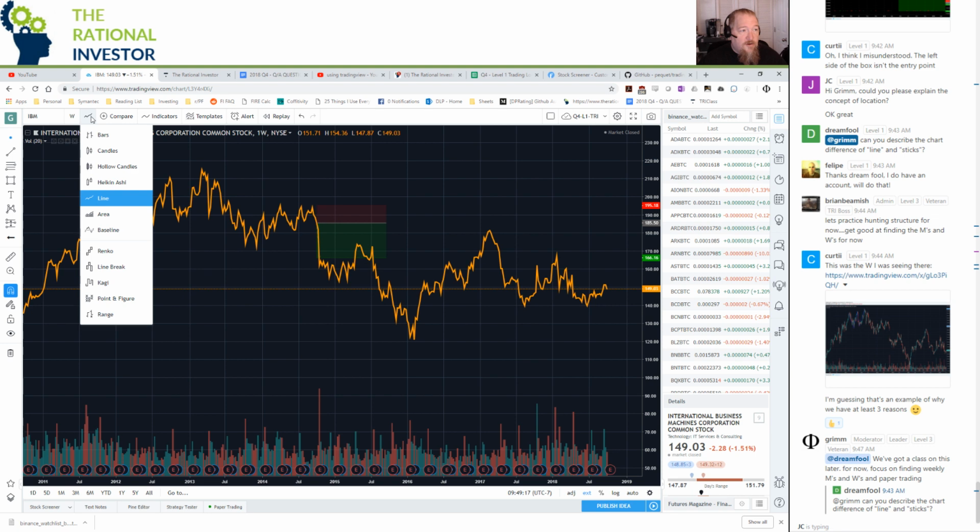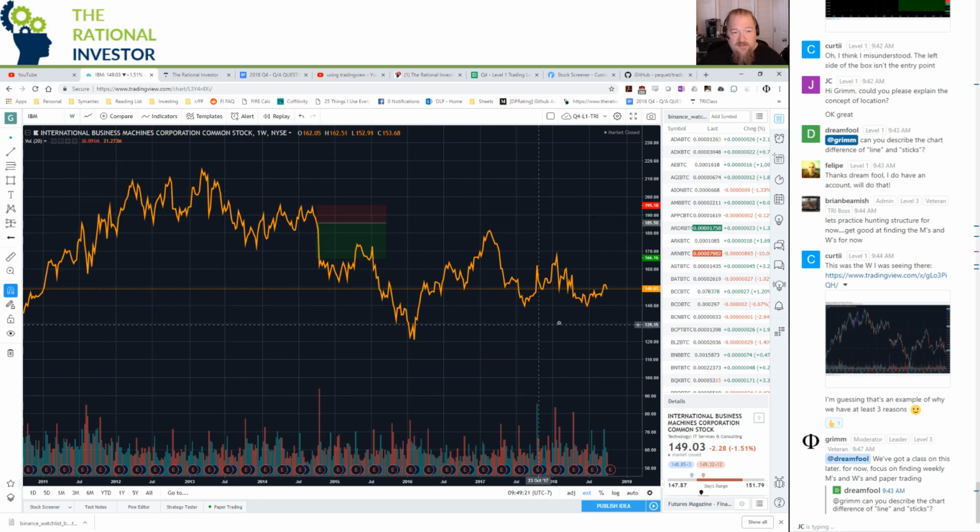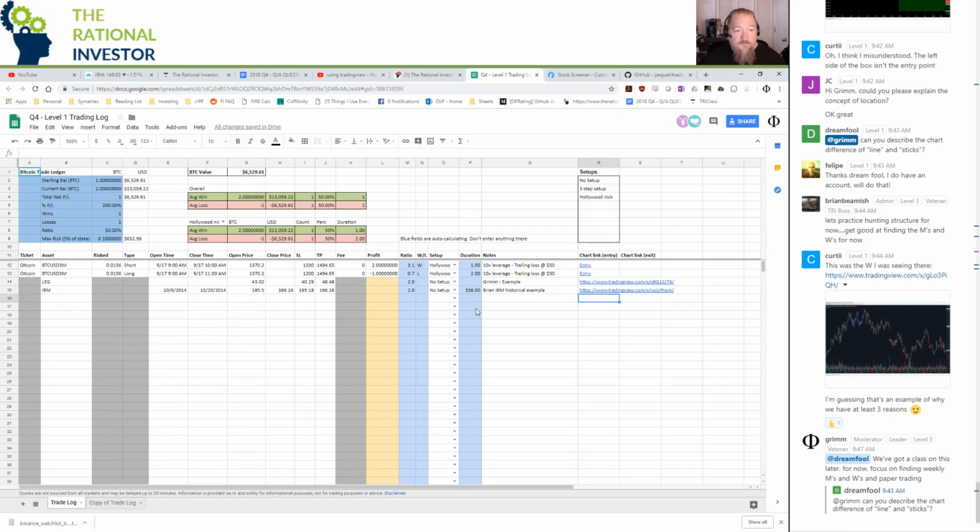Again, go into your chart, change it to a line chart. It's going to be the easiest way for you to start seeing those M's and W's. We'll get into candles later. We have a candlesticks week. But for right now, find your M's and W's, plug in some paper trades. The more you do this, the better off you're going to be by the end of this course. I guarantee it. Okay?